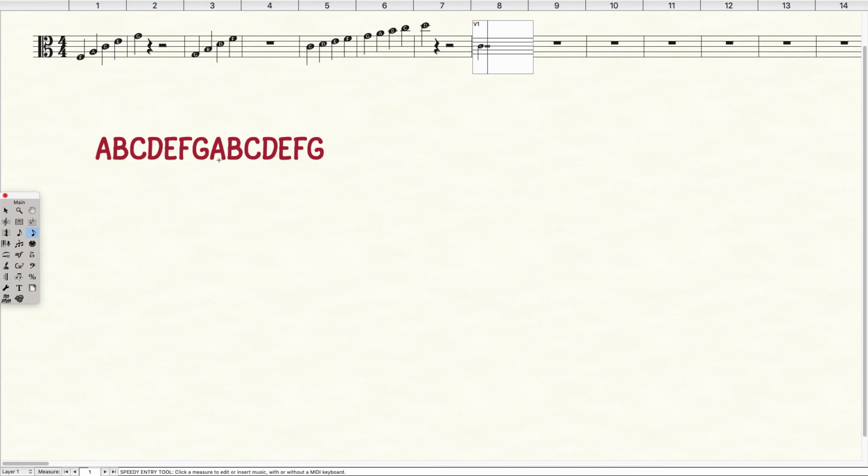Now the same thing works going backwards. If I know the middle line of the staff is C, now I've got to be able to do the alphabet backwards. Lower than C is a B, lower than B is an A, lower than A is a G, lower than G is F, lower than F is E, lower than E is D, lower than D is C, and that's literally as low as we can play on the viola because our lowest string is the open C string right here.